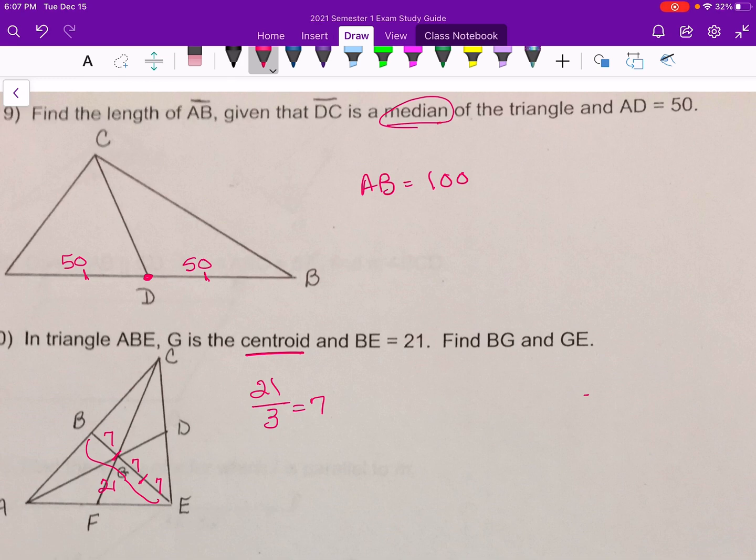The short piece is from B to G. The longer piece is from G to E. And if you look at the picture, B to G is 7 units long and G to E is 14 units long.